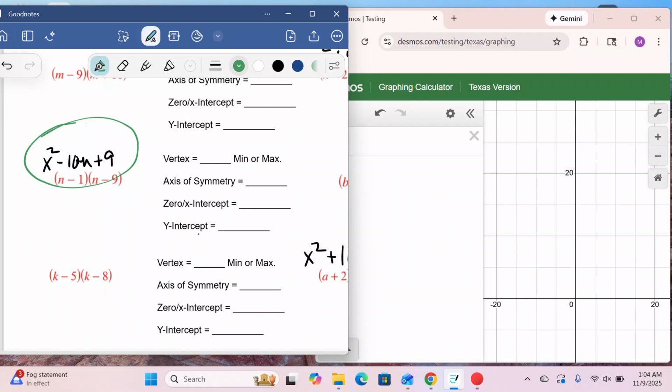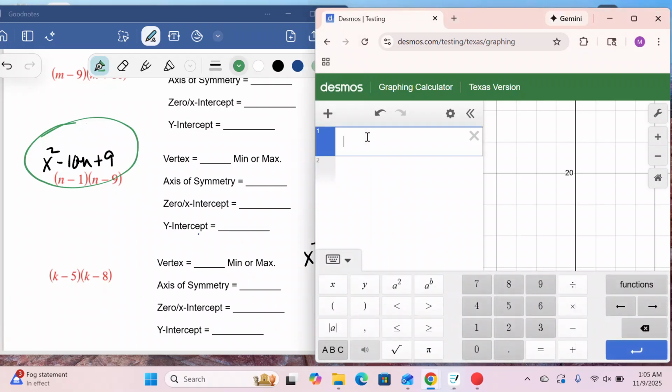You can find out the axis of symmetry, the zeros and the x-intercepts, and the y-intercepts. Once again, if you want to pause, you can pause. If not, let's get going. So we're going to go ahead and first input it into Desmos.